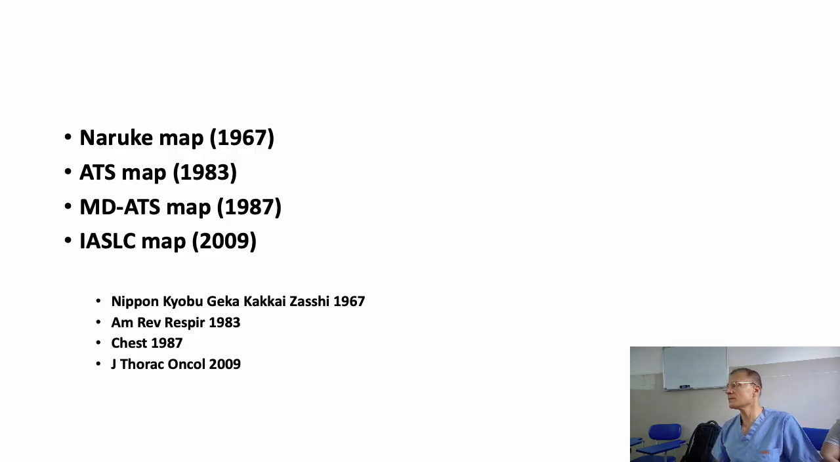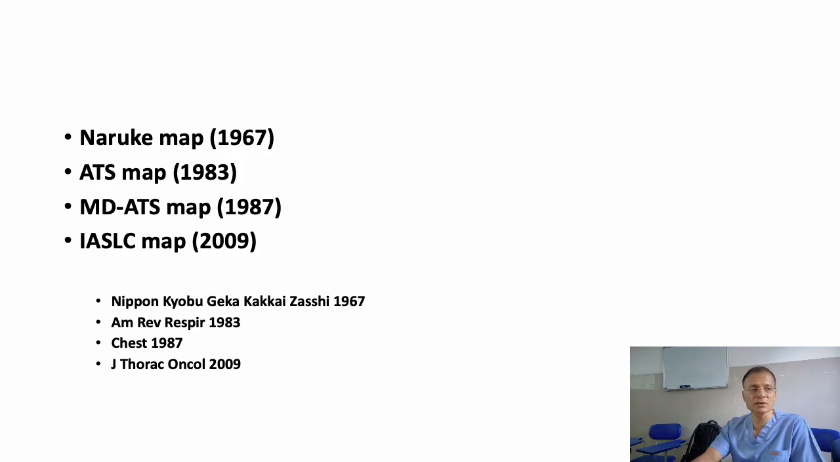Coming particularly to lymph node station leveling or mapping for lung cancer. There has been a standard practice of leveling those lymph node stations by the Naruke map. It was done by a Japanese surgeon, who was very popular in those days when the concept of extended lymphadenectomy was there for lung cancer also. So the Naruke map came in 1967.